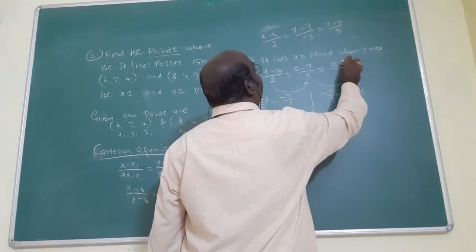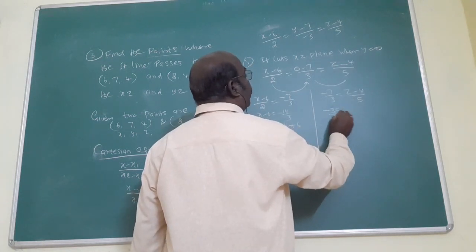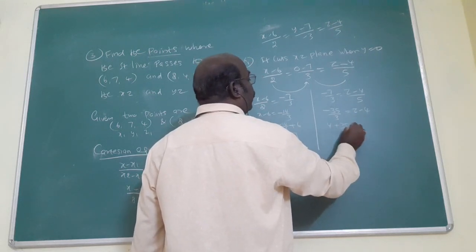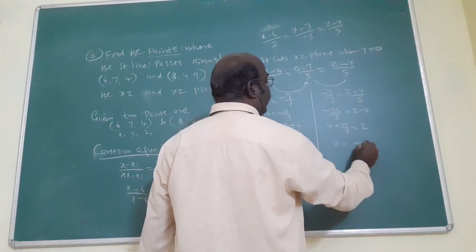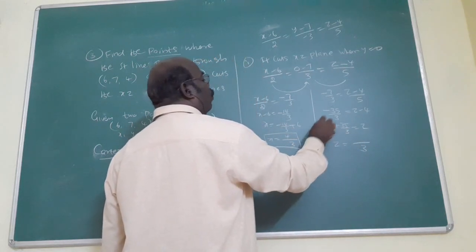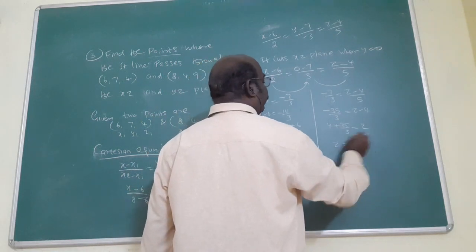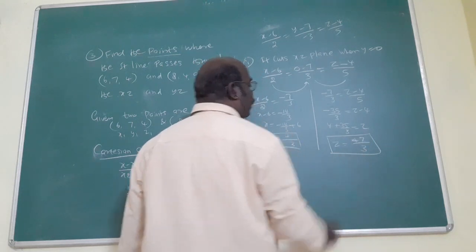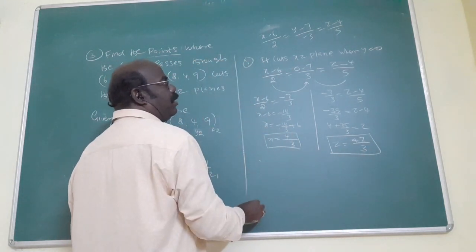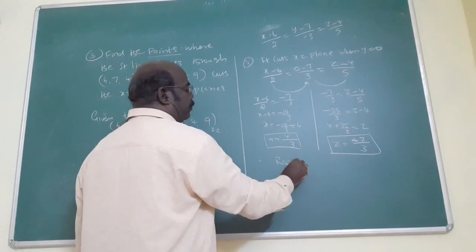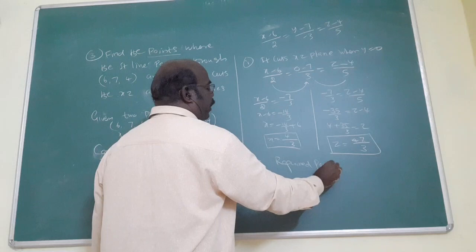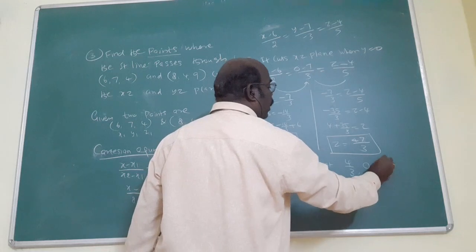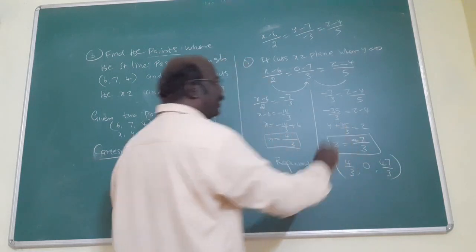Similarly, equate minus 7 by minus 3 equal to (z minus 4) by 5. Am I right? Cross multiply: 35 by 3 equals z minus 4. Plus 4, 35 by 3 plus 4 equals z. 3 is the LCM: 3 into 4 is 12, 12 plus 35 is 47. So z equals 47 by 3. Therefore, the required point is x is 4 by 3, y is 0 by assumption, z is 47 by 3. This is the first answer.